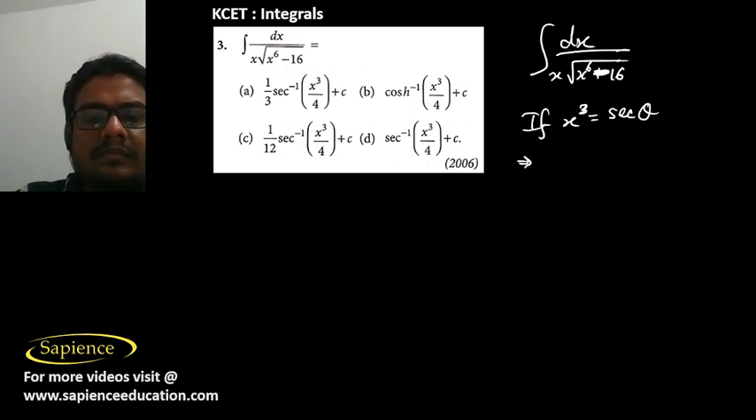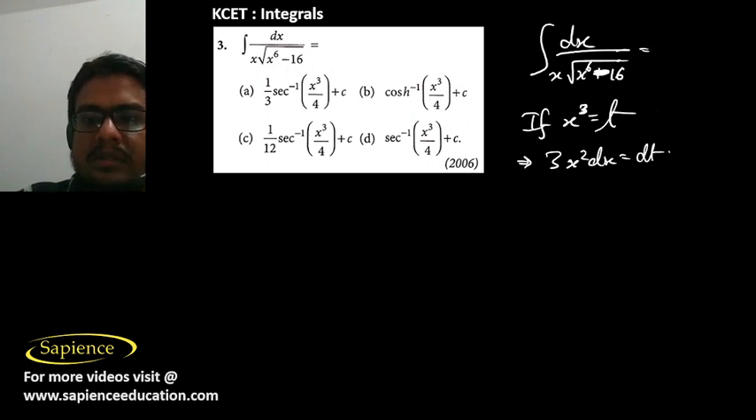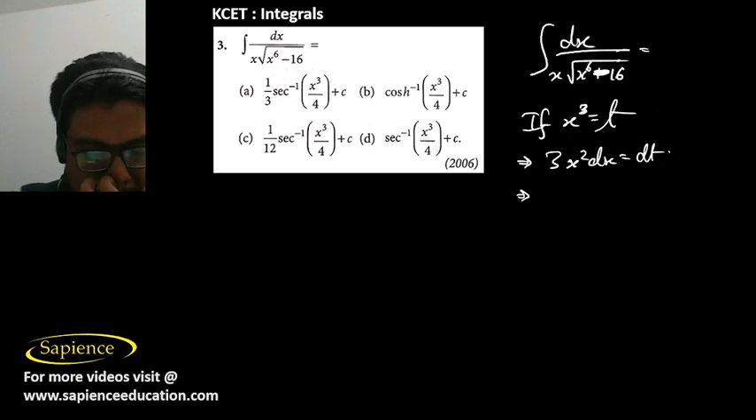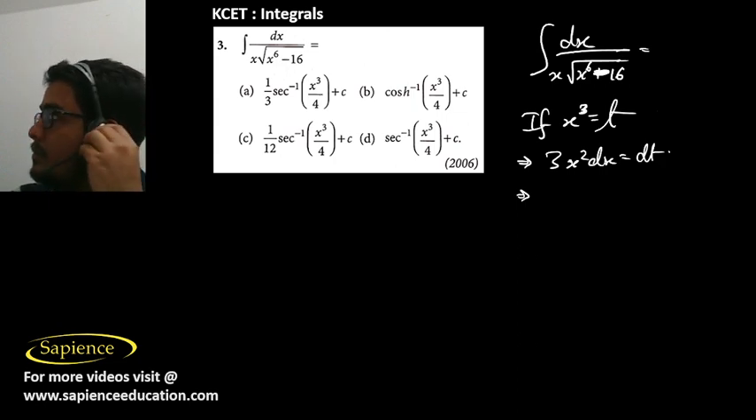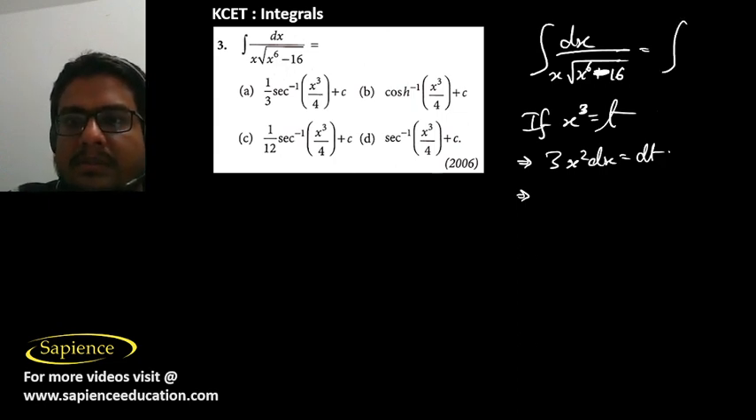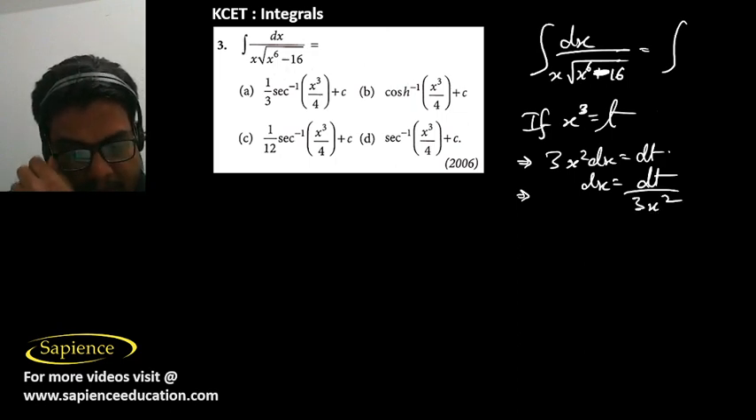or if we take x power 3 as t, suppose, that will be 3x square dx equal to dt. So then dx is dt by 3x square.